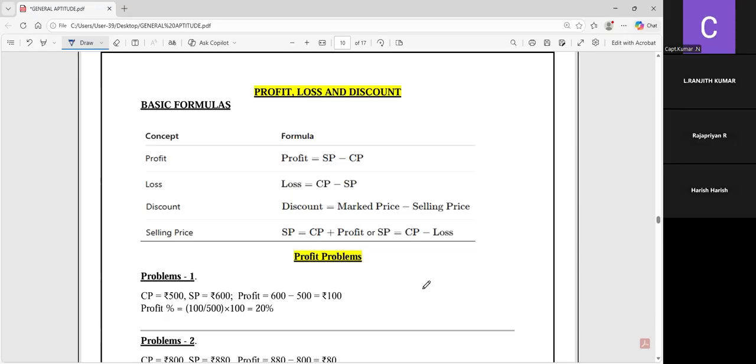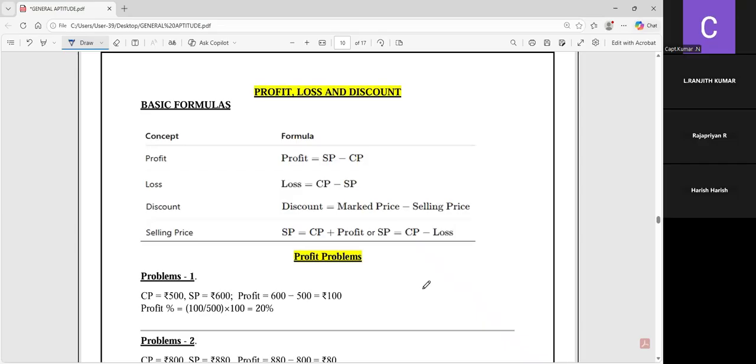SP is nothing but selling price. CP is nothing but cost price of the product. So if selling price is more than cost price, definitely my output is profit. So SP greater than CP is a profit. Suppose SP is less than CP, definitely it will be a loss. So the selling price will be very less and the cost price will be more. That is what I said.